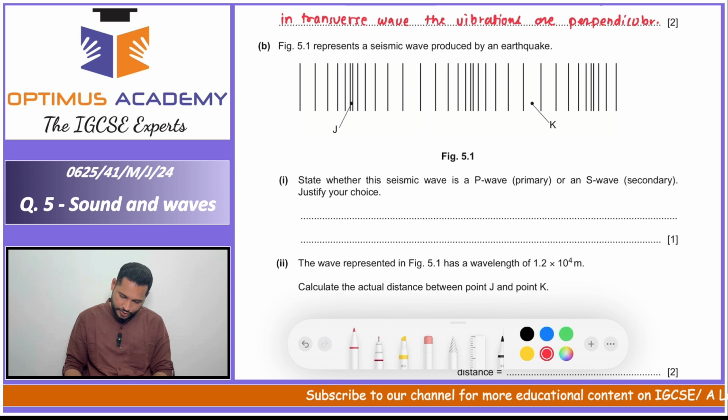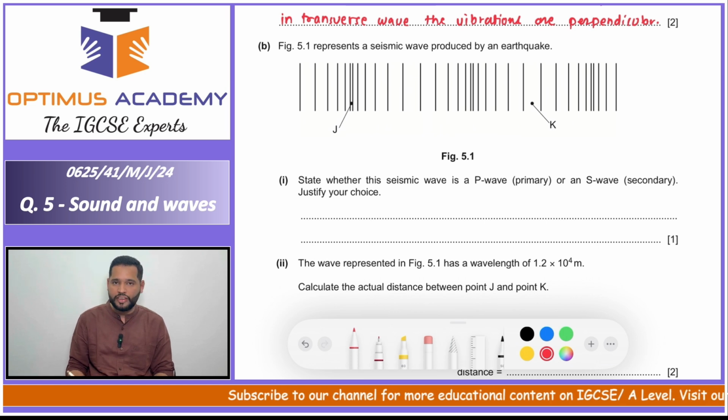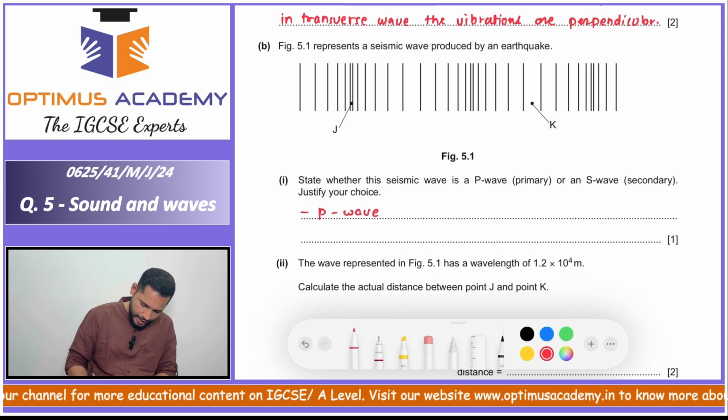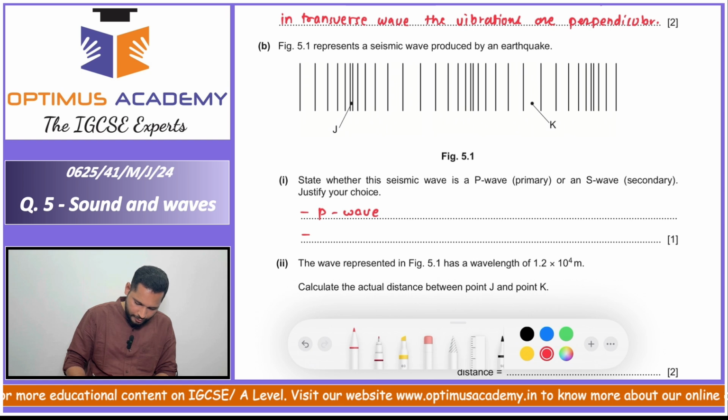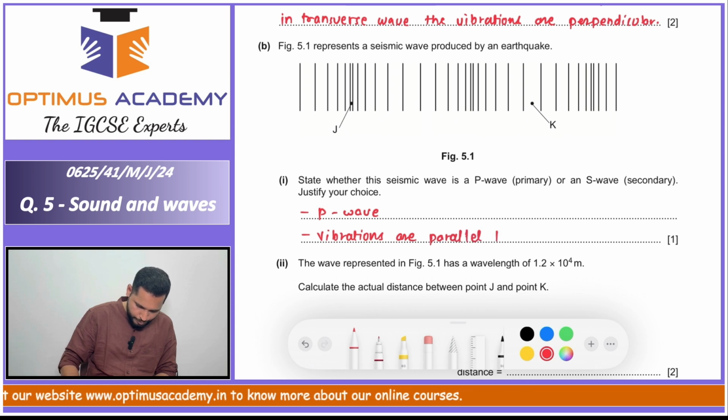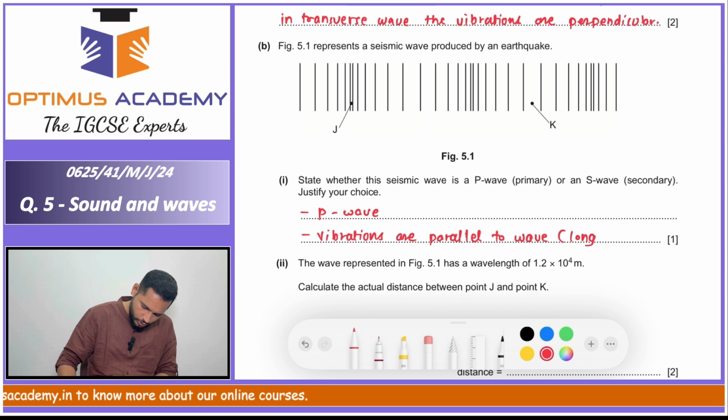The wave that they have shown is actually a longitudinal wave because you can see the vibrations are parallel. And so the wave that we are seeing is a P wave, and we can write the reason. The vibrations are parallel to the wave and they are longitudinal in nature.